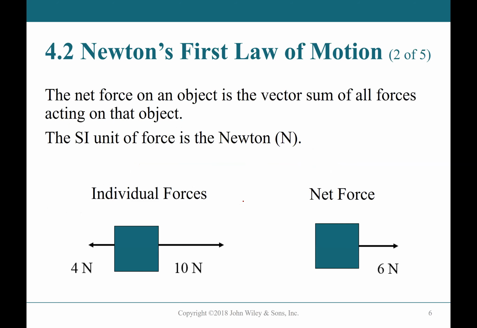So here we have a picture, and on the left, we have two individual forces. There's a force acting to the right that is 10 newtons. There's an opposing force acting to the left that's 4 newtons. And therefore my net force is 6 newtons acting to the right. So the net force on an object is the vector sum of all the forces acting on that object. I haven't explained this term yet, but we will learn that the unit of force is the Newton, and we'll derive that unit soon.